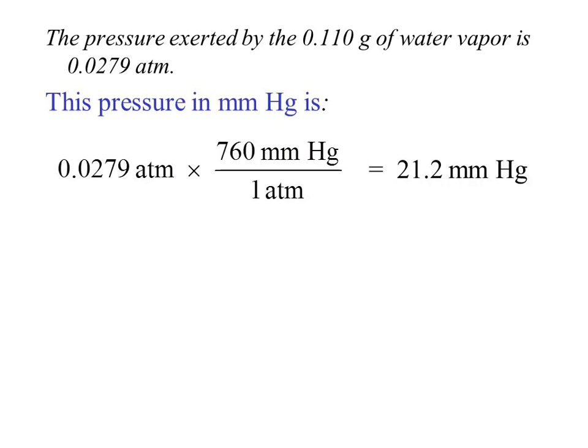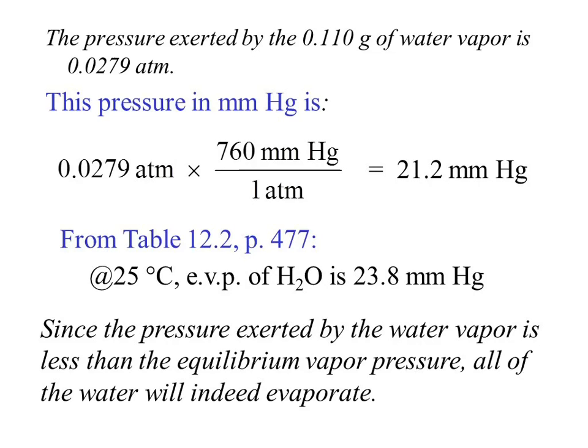All right, so if you look back, compare to the 23.8 millimeters of mercury, that's saturated water vapor at 25 degrees Celsius, and this comes in under that. So this does, as the problem suggests, verify that it's all going to evaporate, since it's still under saturation. Any questions?